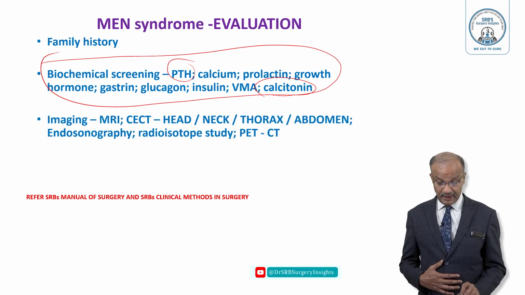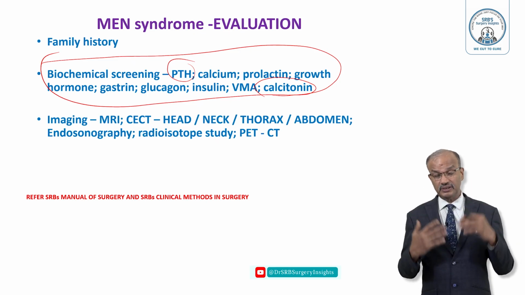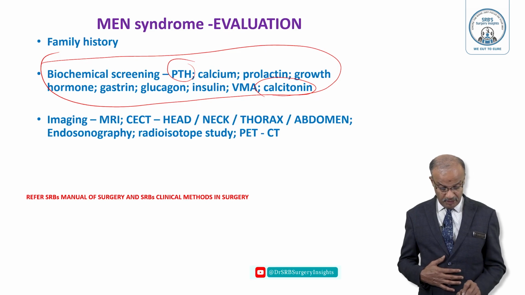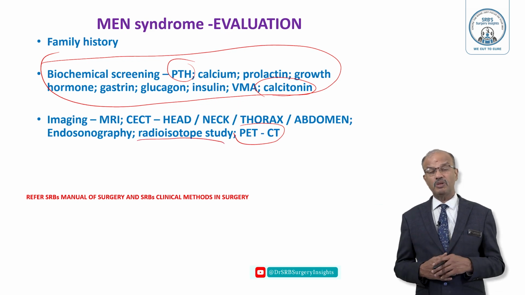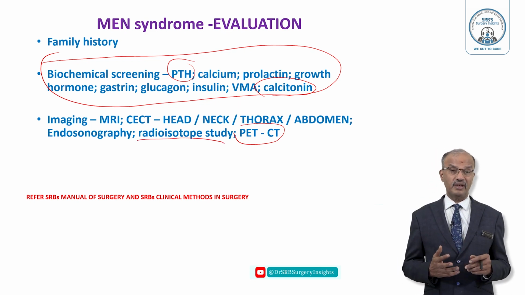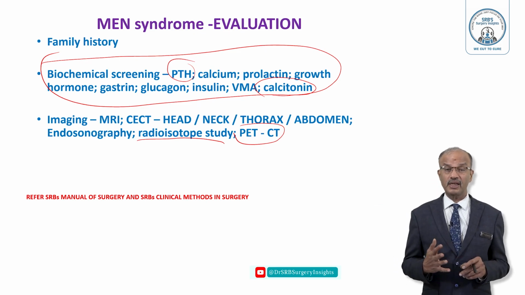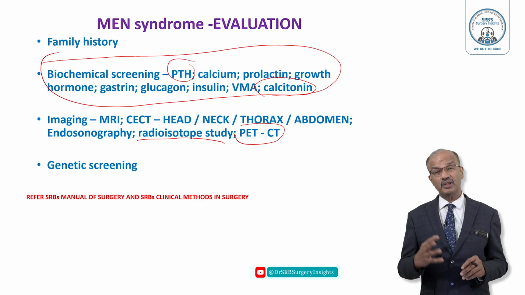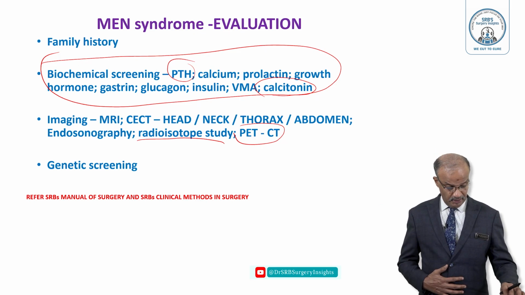Imaging: MRI, CT of the head, neck, thorax; it is not sufficient if you do only the abdomen. Thorax, head, neck, abdomen also, because adrenal tumors will be there. Endoscopy, radioisotope study. PET CT may be useful many times. Radioisotope scan, especially a systemic scan, makes it easier to identify parathyroid adenoma or hyperplasia. Genetic screening is also important because it runs in the family on many occasions.